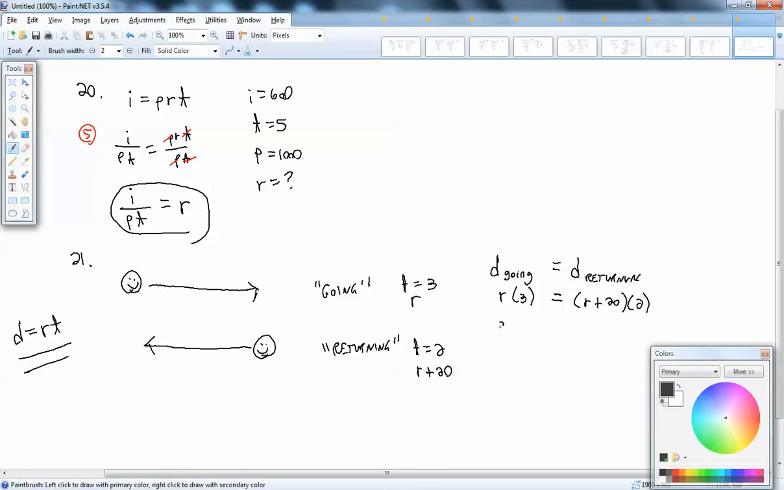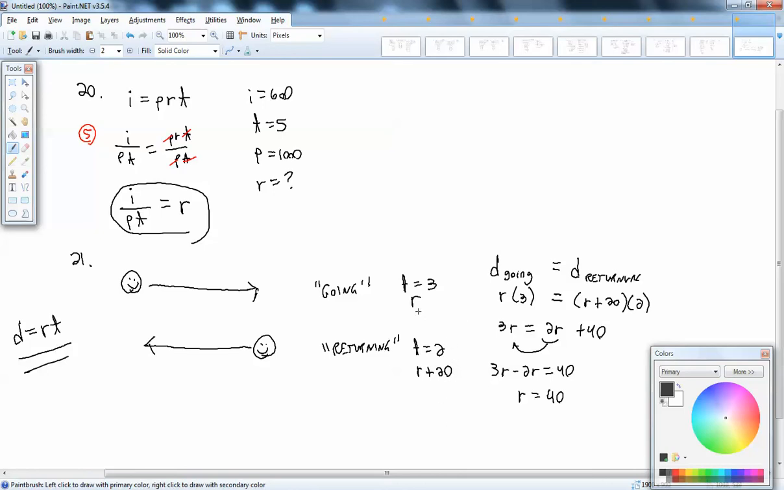Well, r times 3 is 3r, and if I multiply that through the distributive property, 2 times r is 2r, 2 times 20 is 40. Take the 2r over to the left side, and we got 3r minus 2r is equal to 40. So r is equal to 40. Yeah, that's one I made up, wasn't it? I said it was 40. I just got lucky when I said that.